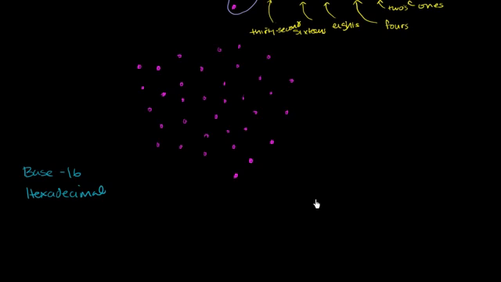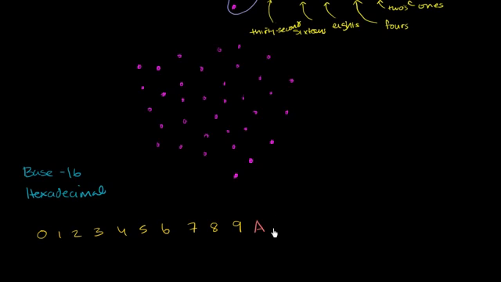Let me write them all out. We're going to have 0, 1, 2, 3, 4, 5, 6, 7, 8, 9. And so this is 10 digits right here. But now we're going to extend the number of digits we can deal with. So instead of having to reuse these digits to represent 10, we're going to represent 10 with an A.